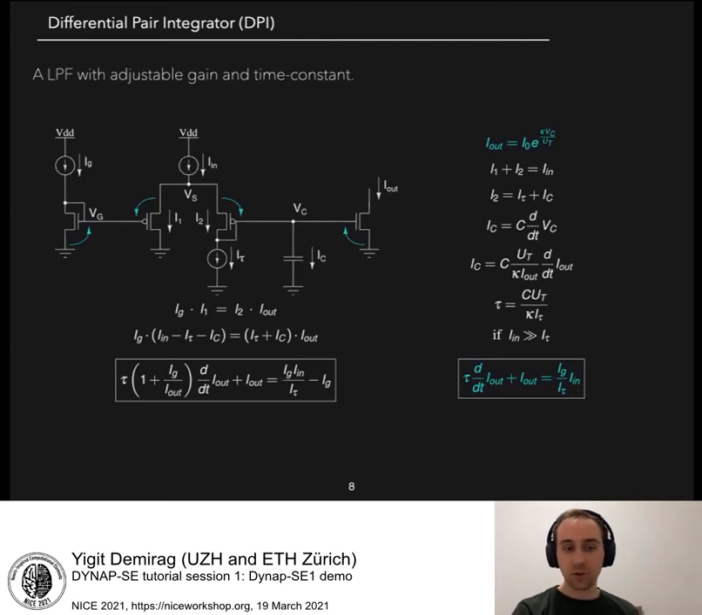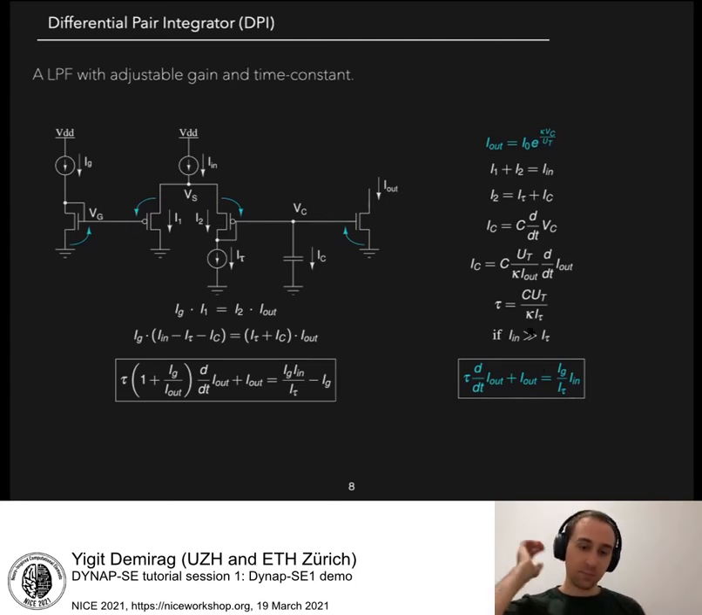The main building block of our circuits is the DPI, the differential pair integrator circuit. I'm not going to analyze the circuit here, but if you apply the translinear principle across these loops shown in blue, you will end up with the equation here. This is a first order nonlinear differential equation, which you cannot solve explicitly, but you can make some assumptions. Under a large input current, larger than the time constant bias, you can end up with this approximated first order linear differential equation.